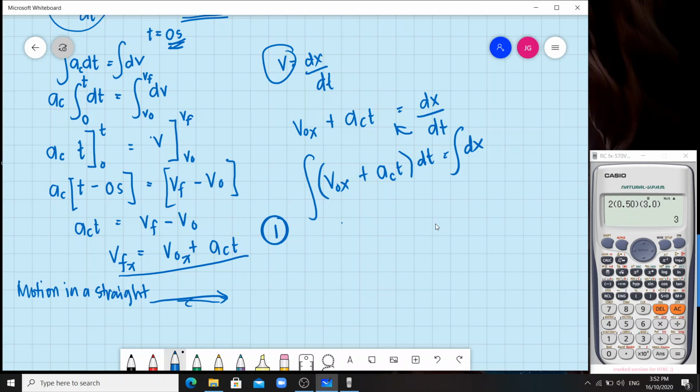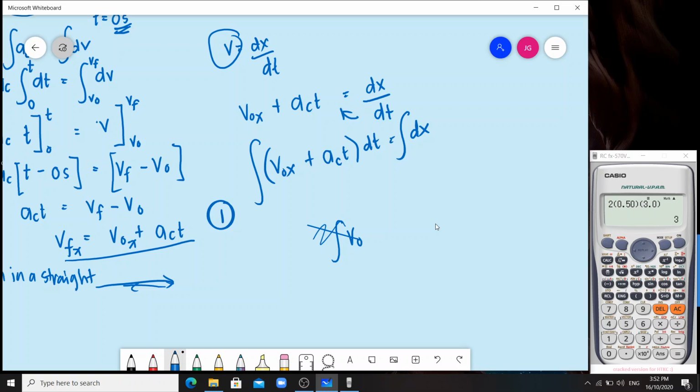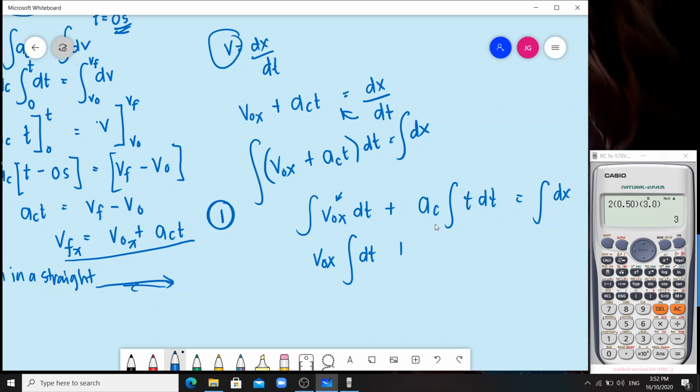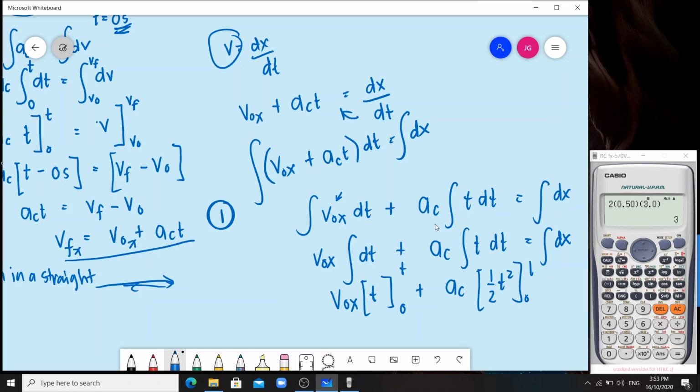Pag in-integrate natin yan, pwede nating paghiwalayin para mas madali. Integration of v0x dt plus integration of a_c t dt is equal to integration of dx. So, pag in-integrate natin to, given na ang v0x ay may value na, so ito na ay constant. So, ilalabas natin si v0x dahil may value na yan. dt plus a_c t dt is equal to dx. Okay? So, v0x t, and this is evaluated from 0 to t ulit, plus a_c 1/2 t squared evaluated from 0 to t equals to x evaluated from x0 to x.